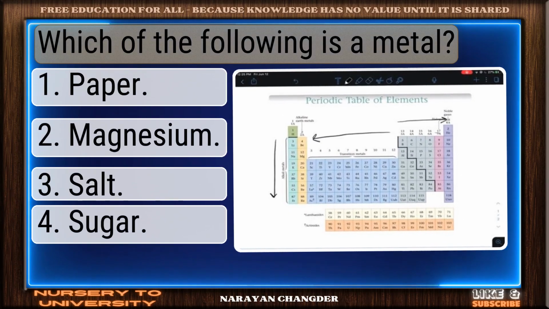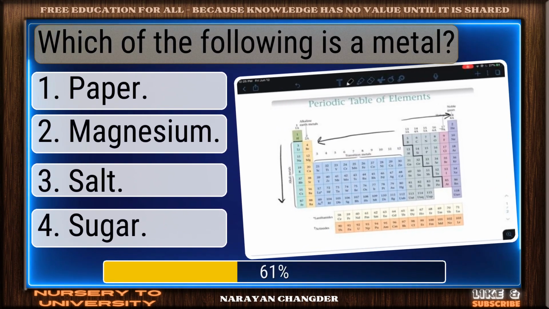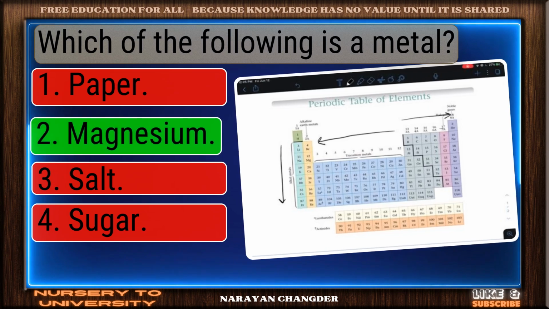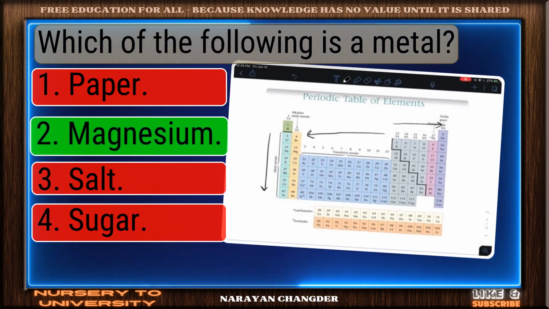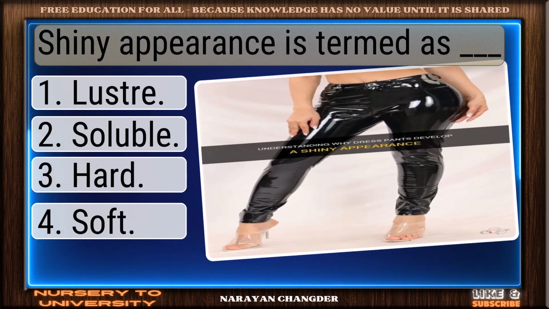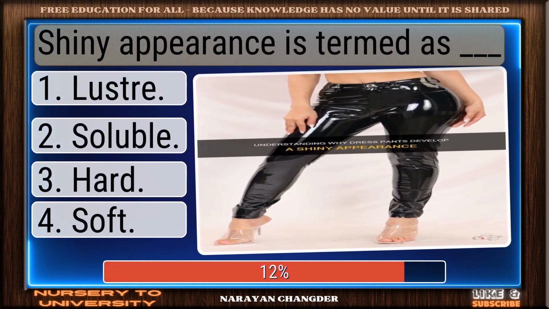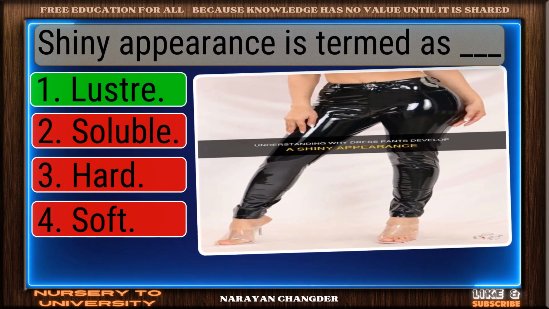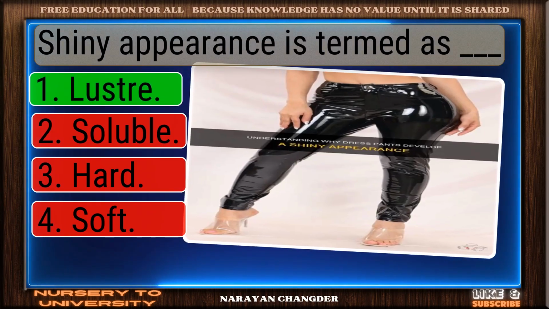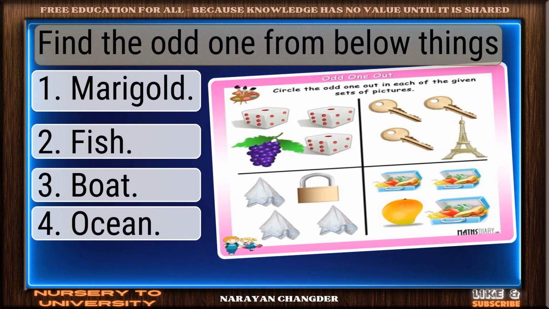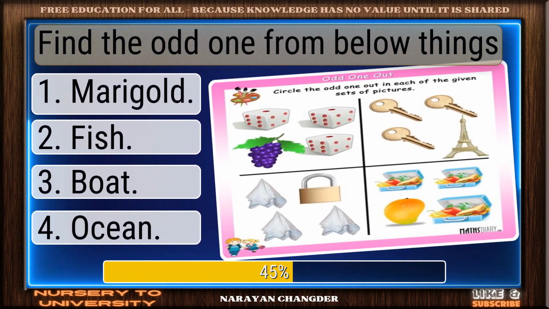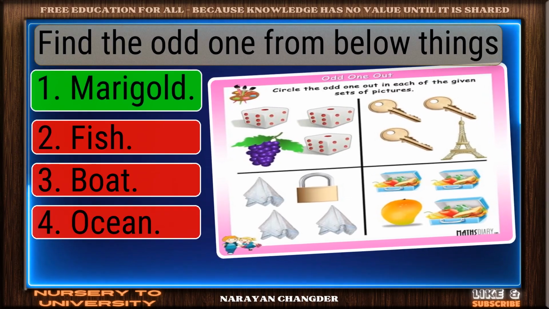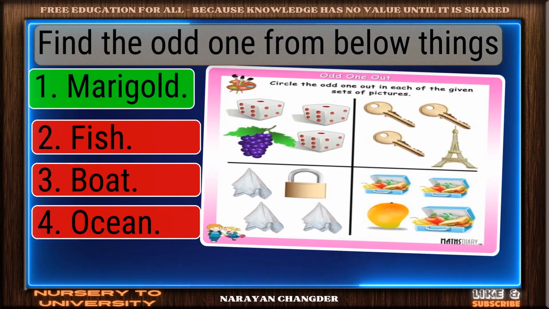Which of the following is a metal? Smart move. Magnesium is an accurate answer. Shiny appearance is termed as dash. Exactly. Luster makes sense and it is the right choice. Find the odd one from below things. Valid point. Marigold is true.